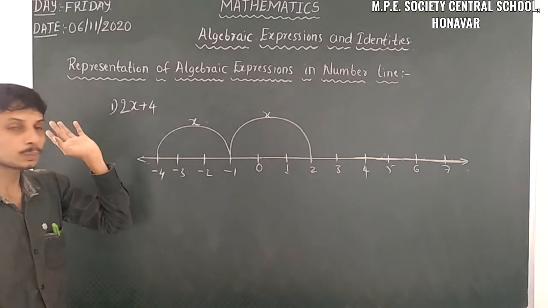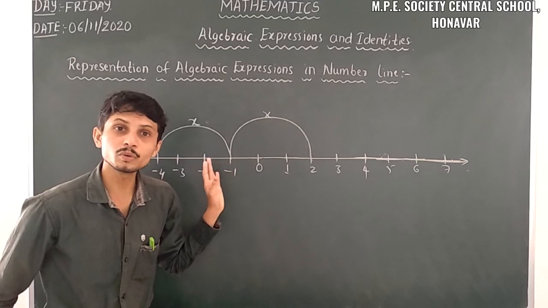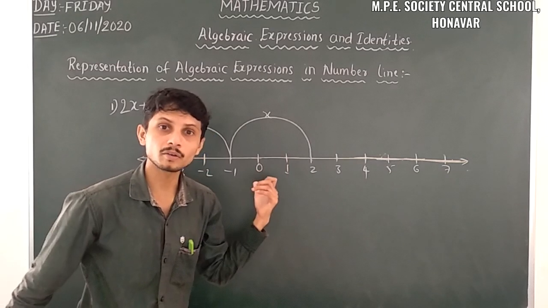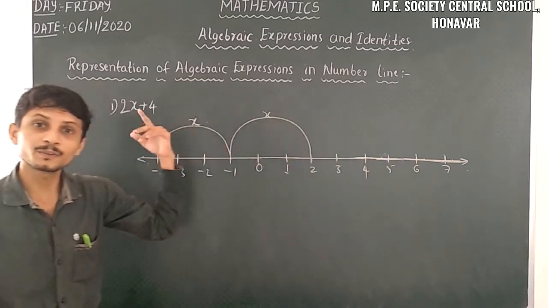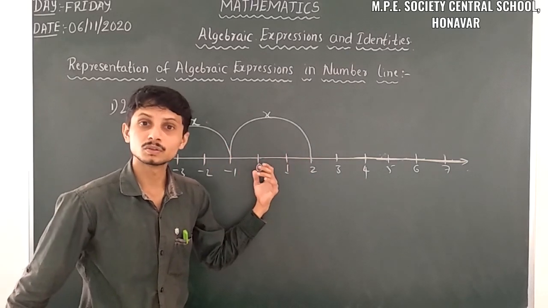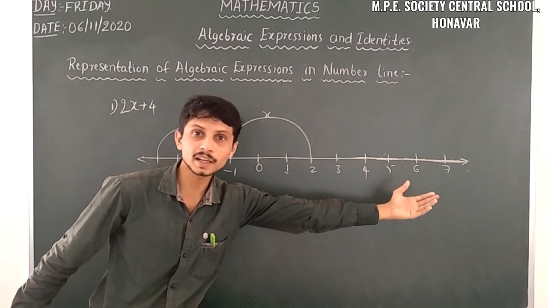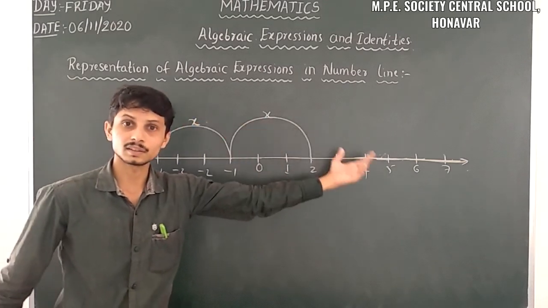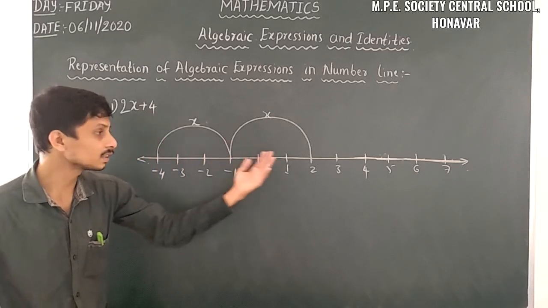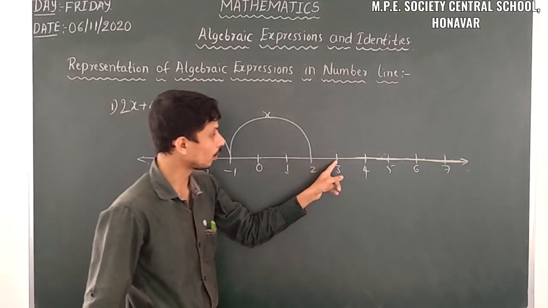And here +4. When we have +4, we have to move in the forward direction. So you have to take the forward direction for addition, and if you have a minus you have to take the backward direction. If we have addition with the constant, you have to move in the forward or right hand side direction, and when we have a negative, that is subtraction, you have to take the backward direction. Okay, so +4 means you have to take 1, 2, 3, 4.